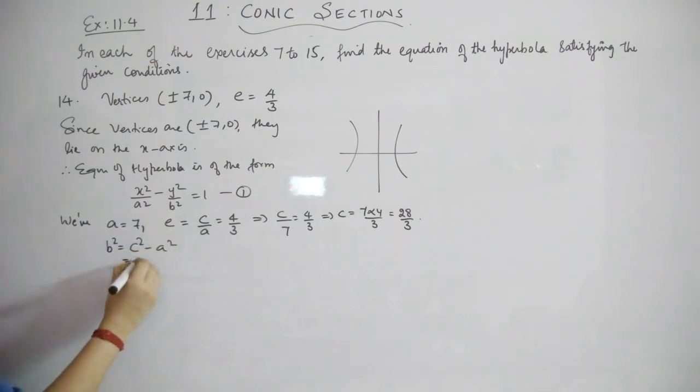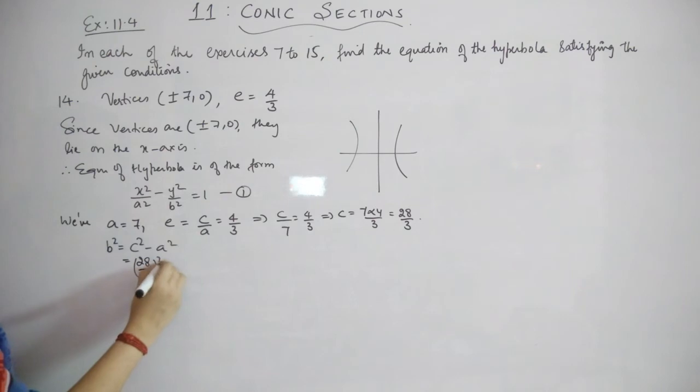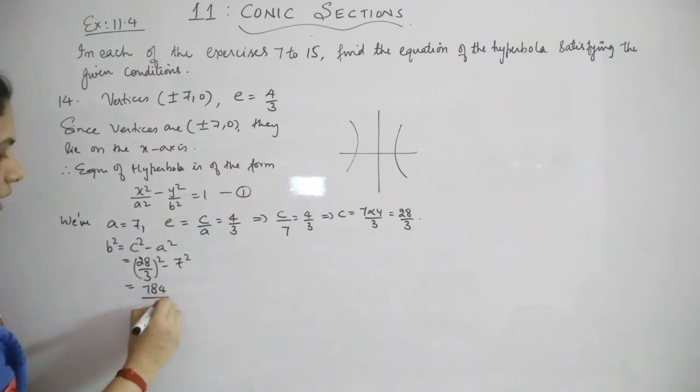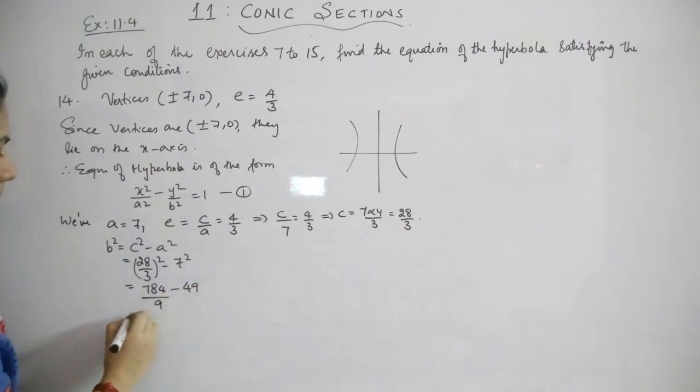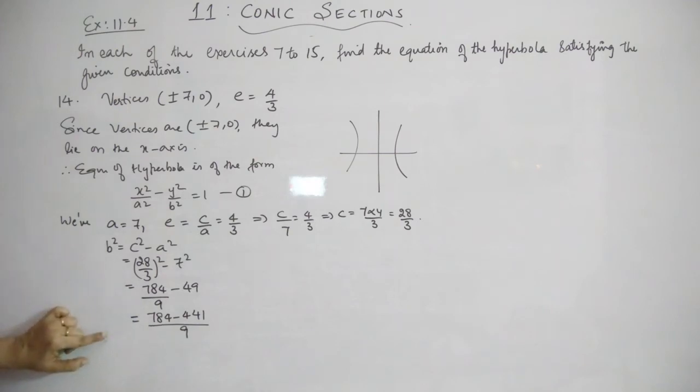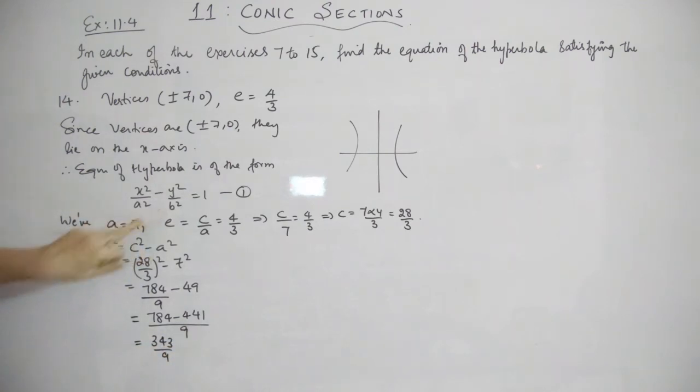Replacing the values, you get 28 by 3 the whole square minus 7 square, which is equal to 28 the whole square is 784 divided by 3 square is 9. So 784 by 9 minus 49. Now 49 into 9 will give you 441. 784 minus 441 divided by 9 is equal to 343 in the numerator, 343 by 9. So B square you got, we need not find out B, B square is enough.